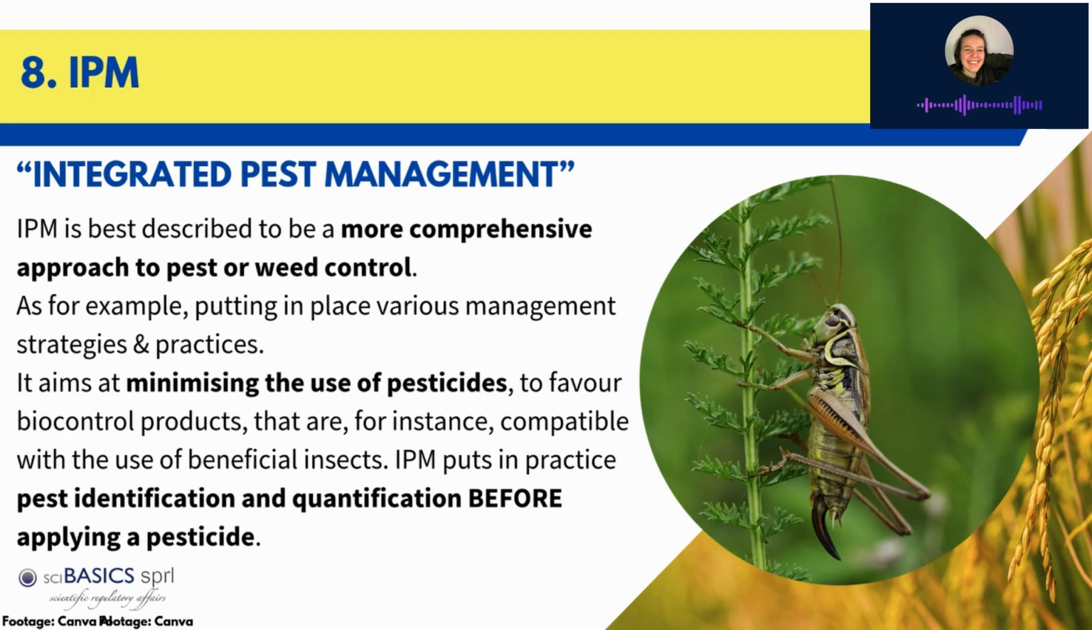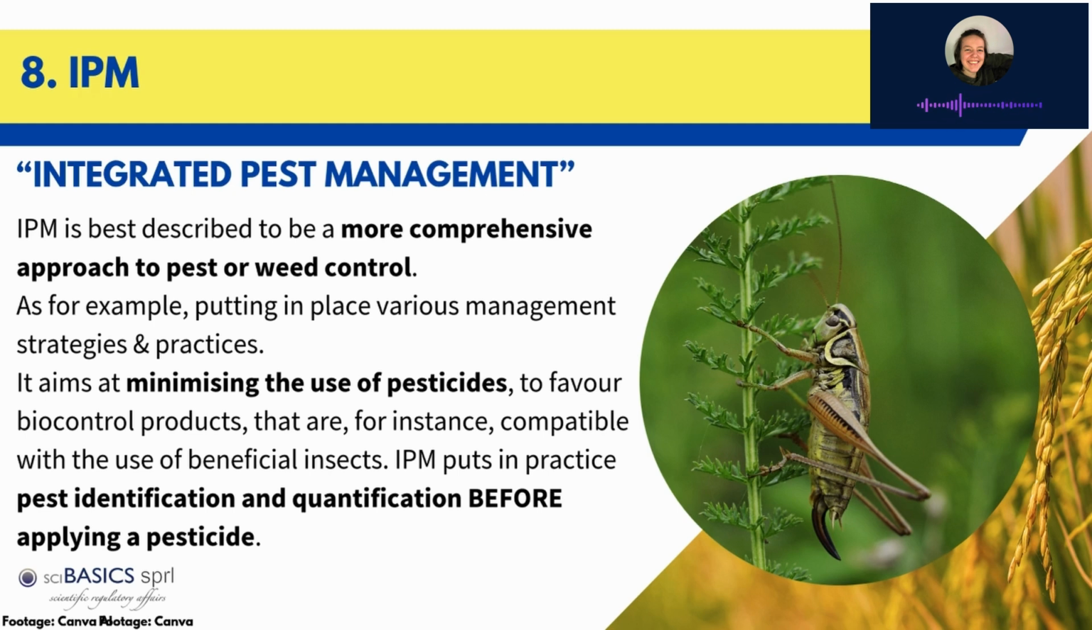Next is the IPM, and it is used in the context of agriculture and crop growing and stands for Integrated Pest Management. IPM is best described by a more comprehensive approach to pest or weed control, putting in place various management strategies and practices, for instance, using beneficial insects. IPM aims at minimizing the use of pesticides, certainly the ones qualified as conventional chemical pesticides, and to favor biocontrol products that are, for instance, compatible with the use of beneficial insects.